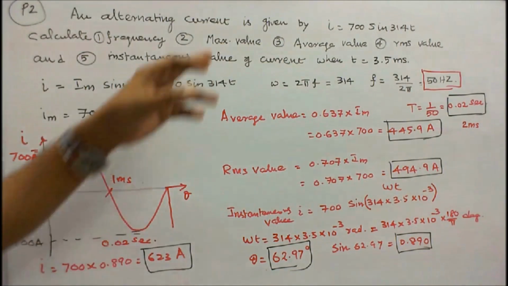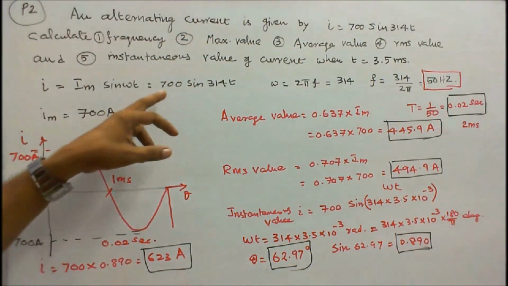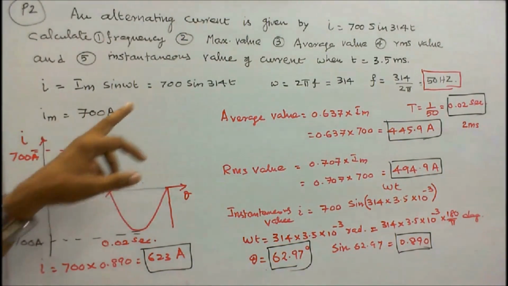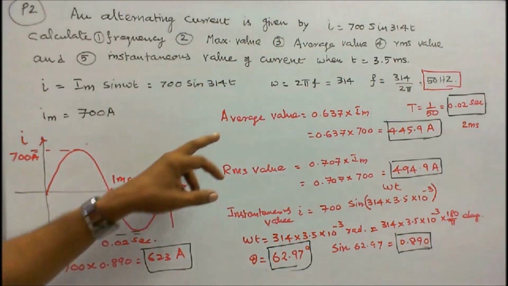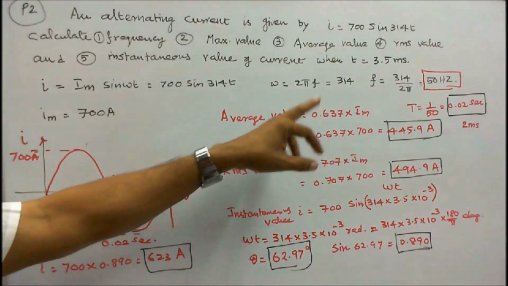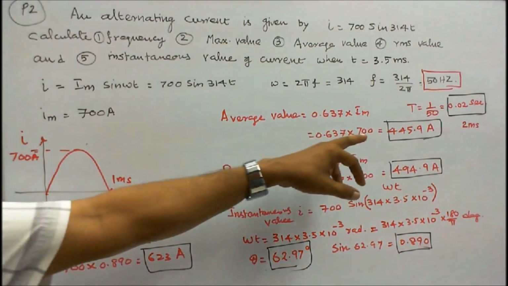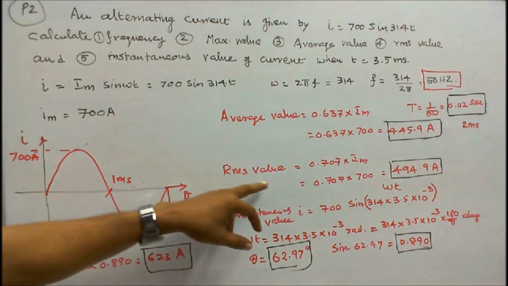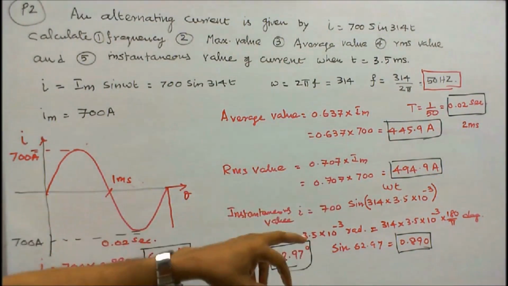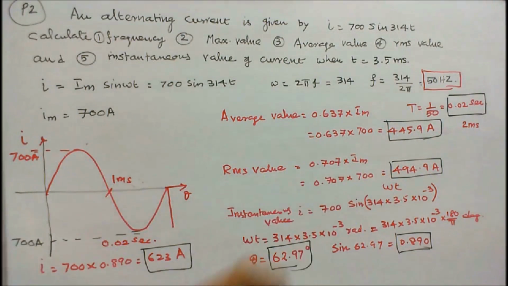Next is maximum value. Here the maximum value is 700. Im is equal to 700 amps. The third is average value. Average value is equal to 0.637 into Im, that is equal to 445.9 amps. RMS value is equal to 0.707 into Im, that is equal to 494.9 amps.